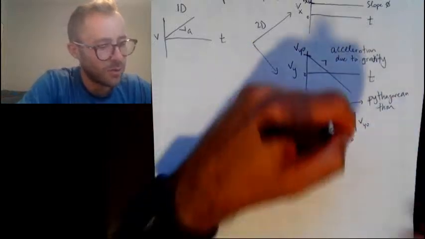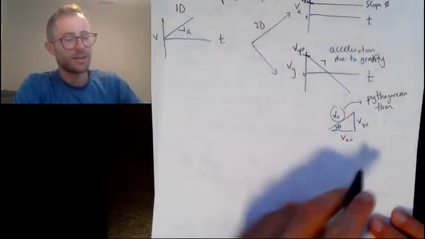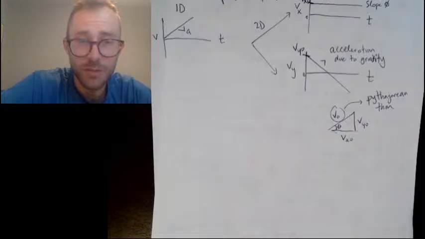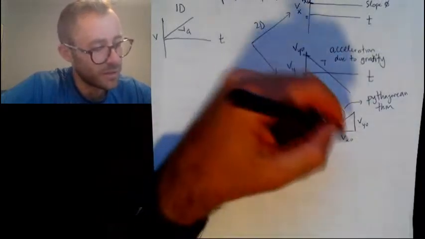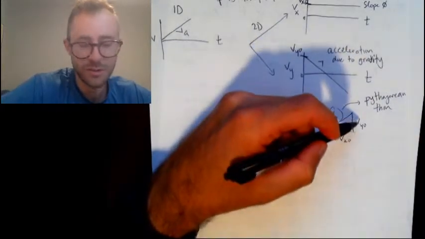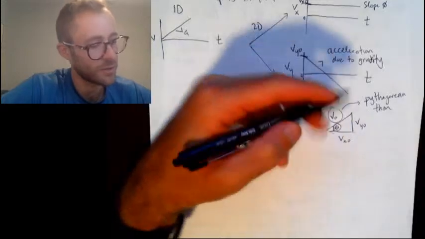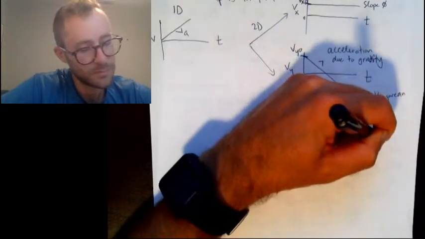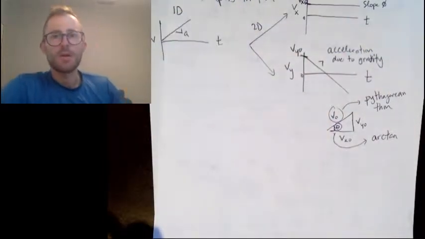How would we get the angle? Well, have you guys ever used an arctangent before, or an inverse tangent? So if we wanted to get the angle, we could do an inverse tangent of Vy naught over Vx naught. Okay.